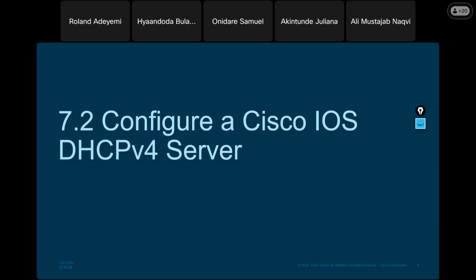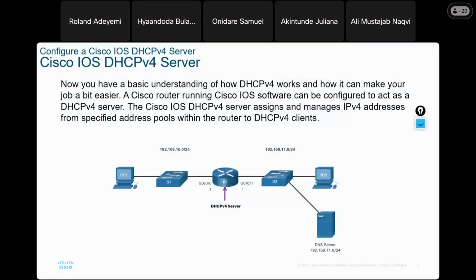So configure a Cisco IOS DHCPv4 server. We have done that already. Now that you have a basic understanding of how DHCP version 4 works and how it can make your job a bit easier, a Cisco router running IOS software can be configured to act as a DHCP server. That is what we just did. The Cisco IOS DHCP server assigns and manages IPv4 addresses from specified address pools within the router to DHCPv4 clients. We did that.